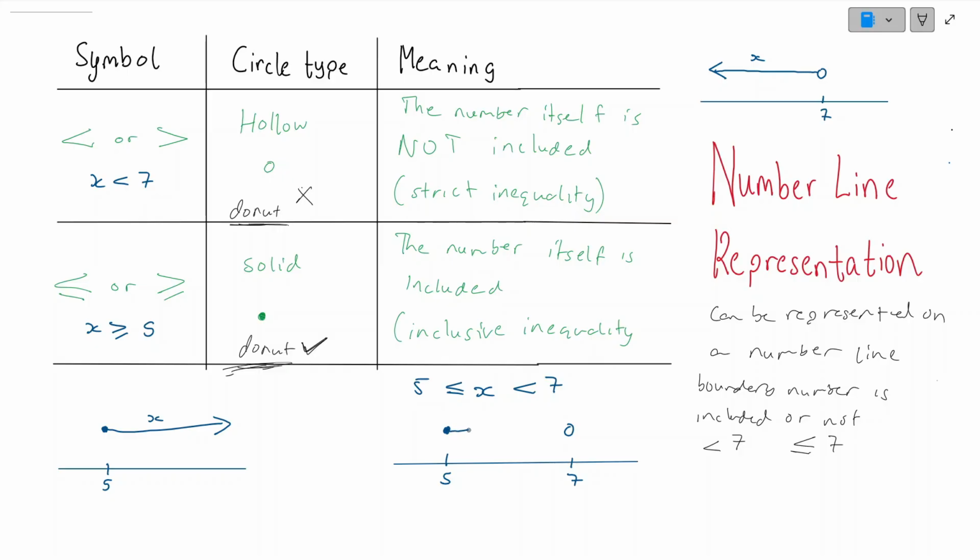So we'll draw a line between them. And this line represents the values of x. Obviously that x will be including the 5 because there's a solid circle there. And that x will not be including the 7 because there's a hollow circle there.